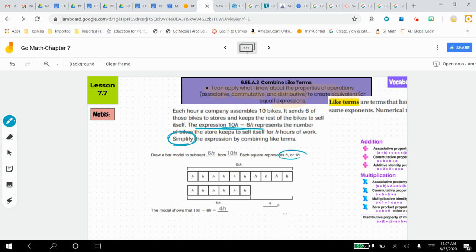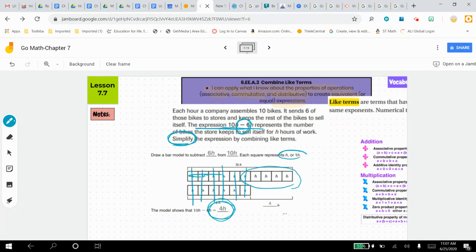So 10h, you've got 10 h's right here. Now, to combine the like terms, we're going to use that symbol of minus. And here's your 6h. I'm going to line these up and take away 6 from the 10. That leaves this amount of h's left, which happens to be 4. So when I combine the like terms, I end up with 4h. This is how this works.